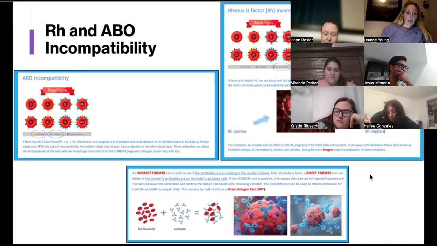After mom has delivered and after the baby is born, we do a direct Coombs test that can detect if mom's antibodies are present on the baby's red blood cells. So typically, whenever we're getting a direct Coombs, it's through cord blood. We're getting cord blood at delivery. If the Coombs test is positive, it increases the chances for a baby to develop hyperbilirubinemia, which is a really fancy word for the baby has jaundice and some anemia.